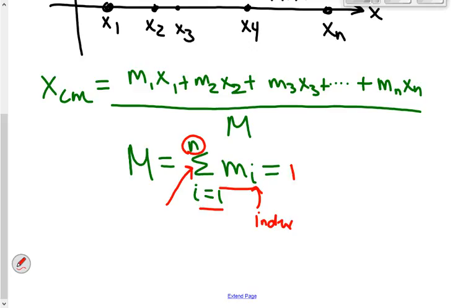So this would be m1, because that's the beginning of my index. And I run through all the whole numbers until I get to my final index number, which is n. So that's going to be m1 plus m2 plus m3 plus dot, dot, dots, all the way up to mn. So it's really giving me the total mass of my system.